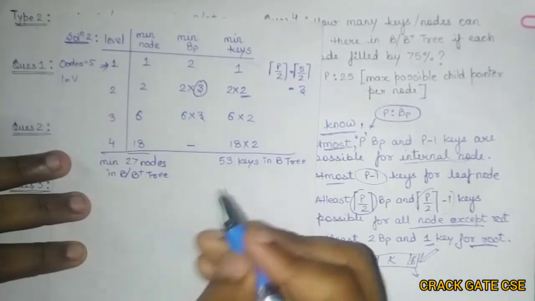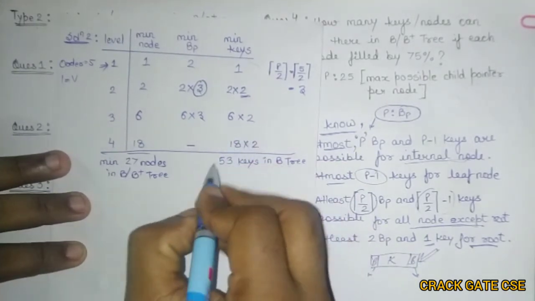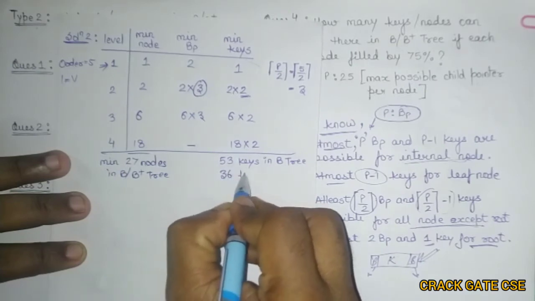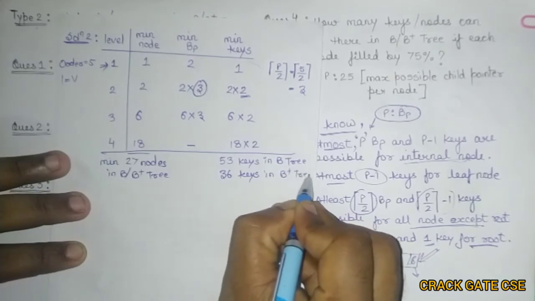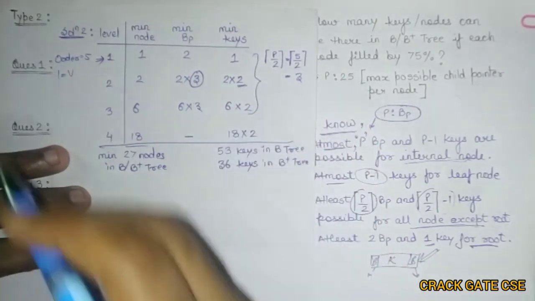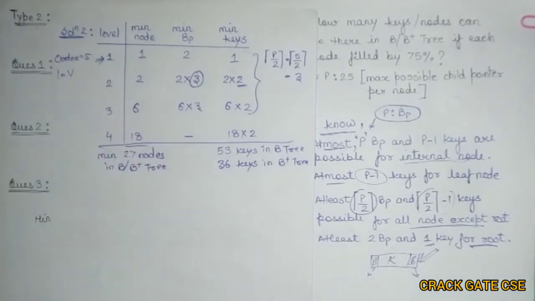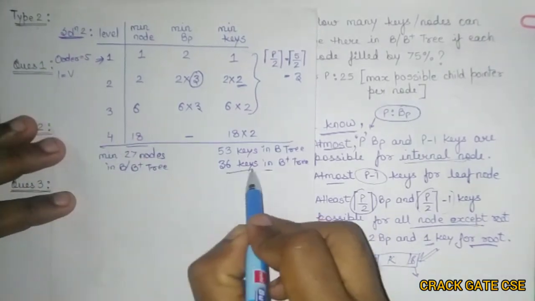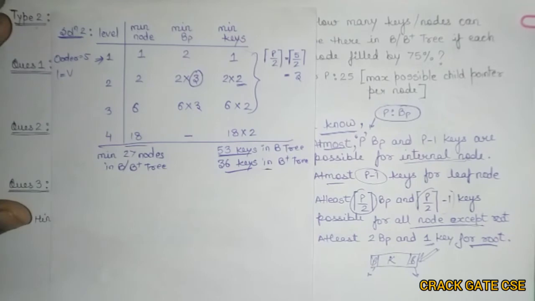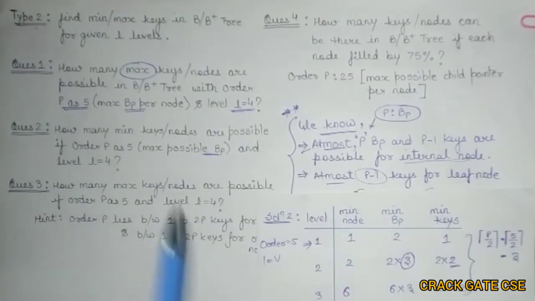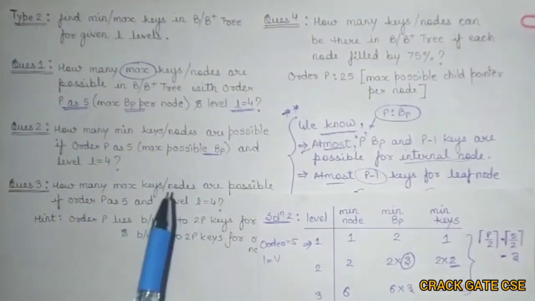But if we talk about the B plus tree, it would be 18 into 2, that means 36 keys in B plus tree, because all of these upper level values will be copied into the last level, therefore it would be 36. So you have to make sure that you are understanding the question in a proper manner, and answering what exactly has been asked in the question, right? So I hope you got an idea of how you can find out the maximum keys and the minimum keys.